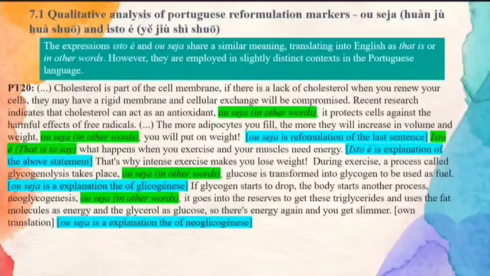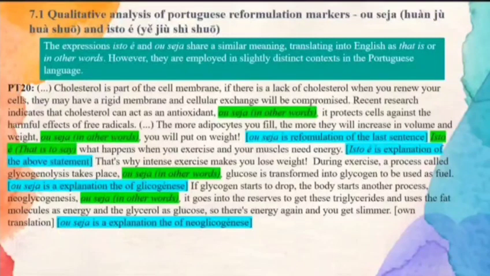The second ou seja is used as a rephrasing of the previous text to emphasize the relationship between fat cell filling and weight gain. It provides a more detailed and visual explanation to ensure that the reader has a clearer understanding of the mechanisms of weight gain. The third ou seja is used to explain the glycogenese process mentioned earlier, in order to summarize and emphasize the nature of the process.